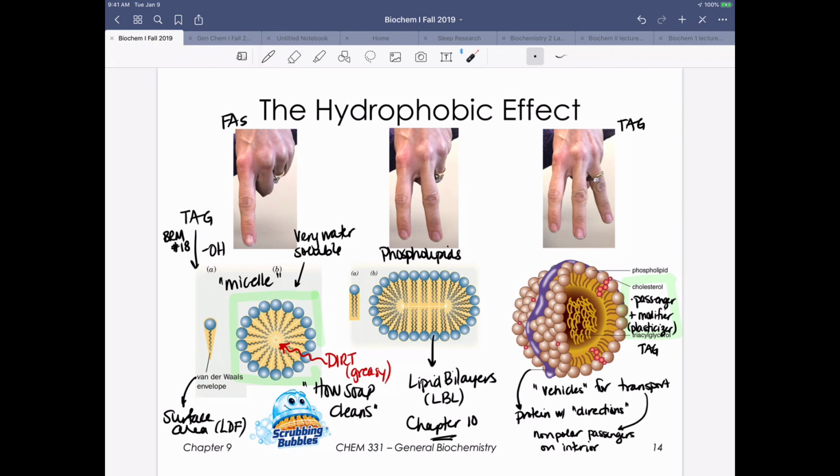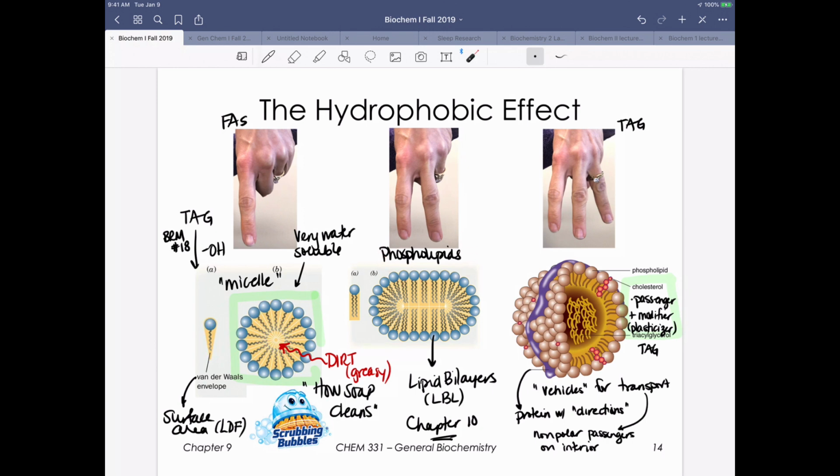And so what we can have is a greasy interior that can pull dirt inside, and because the particles are water soluble, we can wash it away. So this is essentially how soap cleans, right? And I like to think about, well, that's really kind of what the picture of scrubbing bubbles looks like.